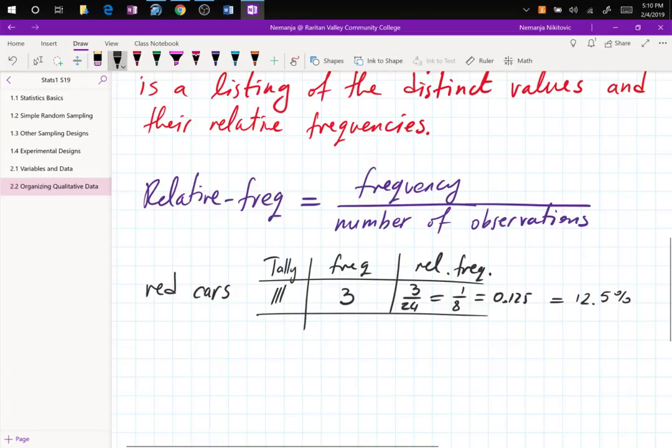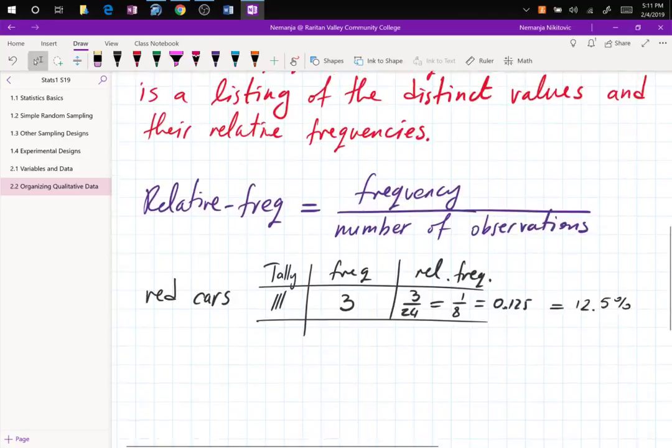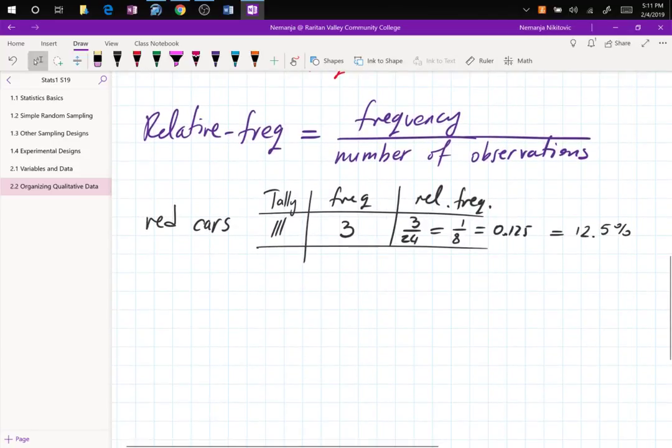It's a descriptive measure, right? So we are adding an additional column, and you have to compute each one separately. So for black cars, you would say 8 divided by 24. That would be 1 over 3. So you would say approximately 33.33% of all cars on this particular parking lot are black.